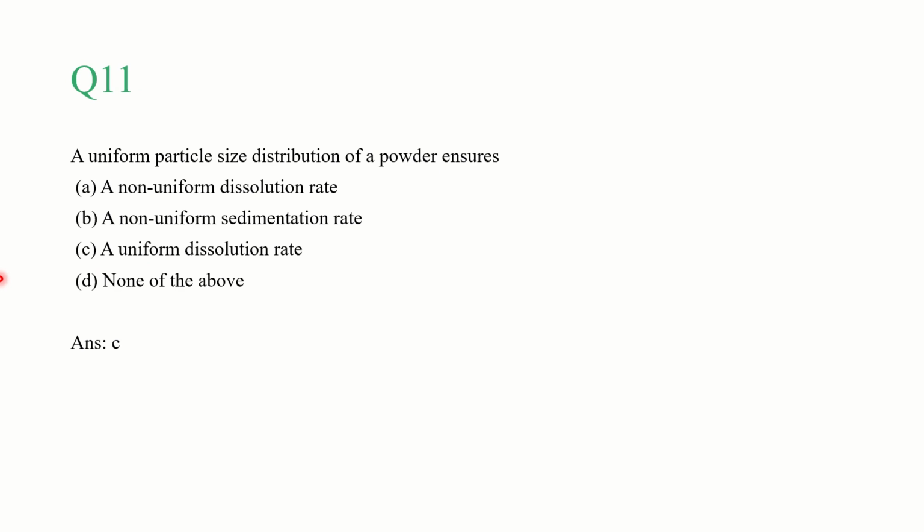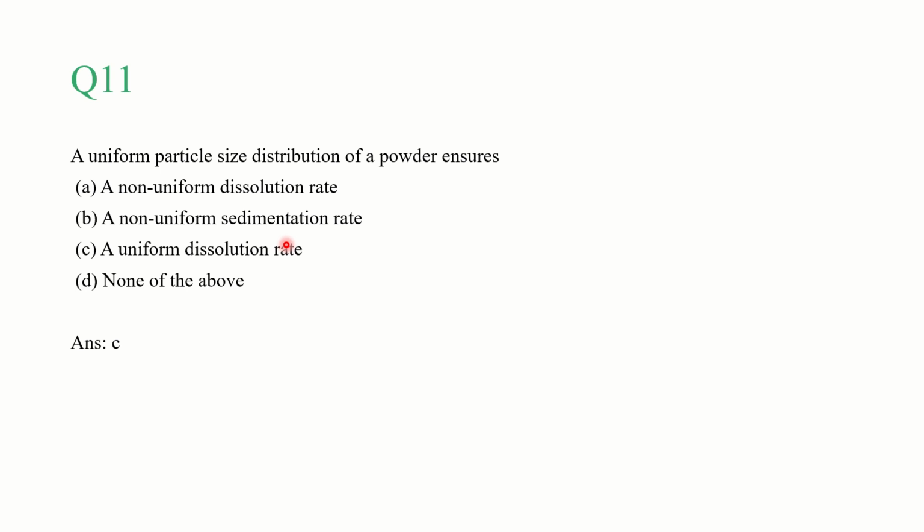Uniform particle size distribution of a powder ensures a non-uniform dissolution rate, non-uniform sedimentation rate, uniform dissolution rate. So what it means is, consider the particles in a system. If the size distribution of the particles is very uniform, we can say that when we are dissolving it in a solvent, the dissolution rate would also be uniform, and it can also sediment uniformly.